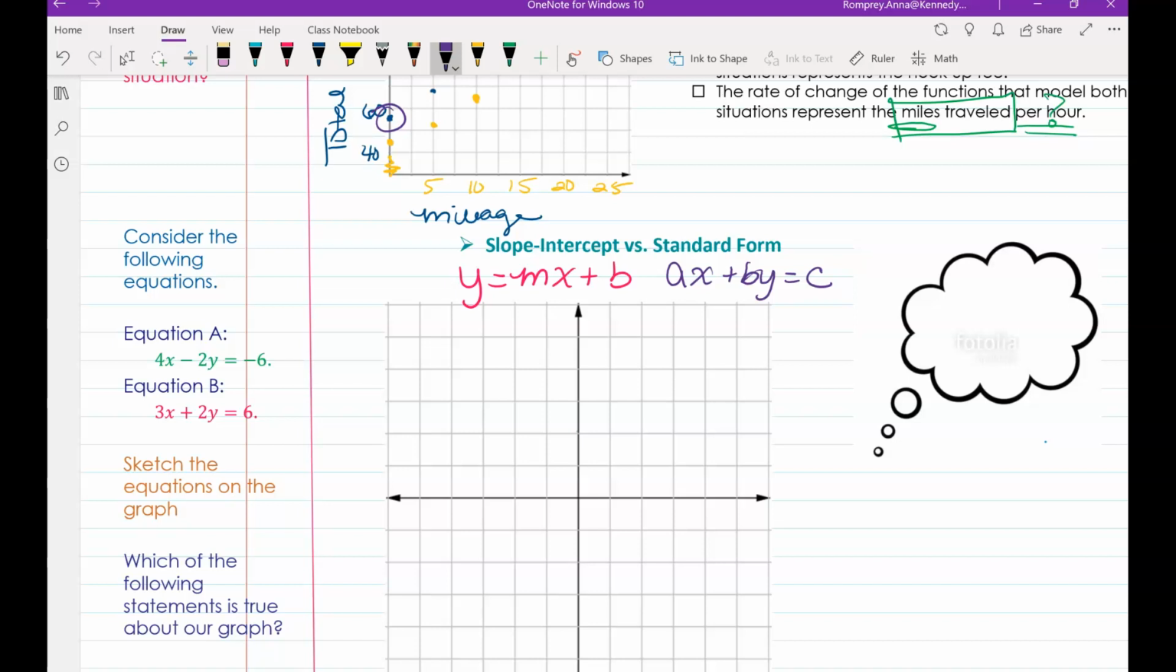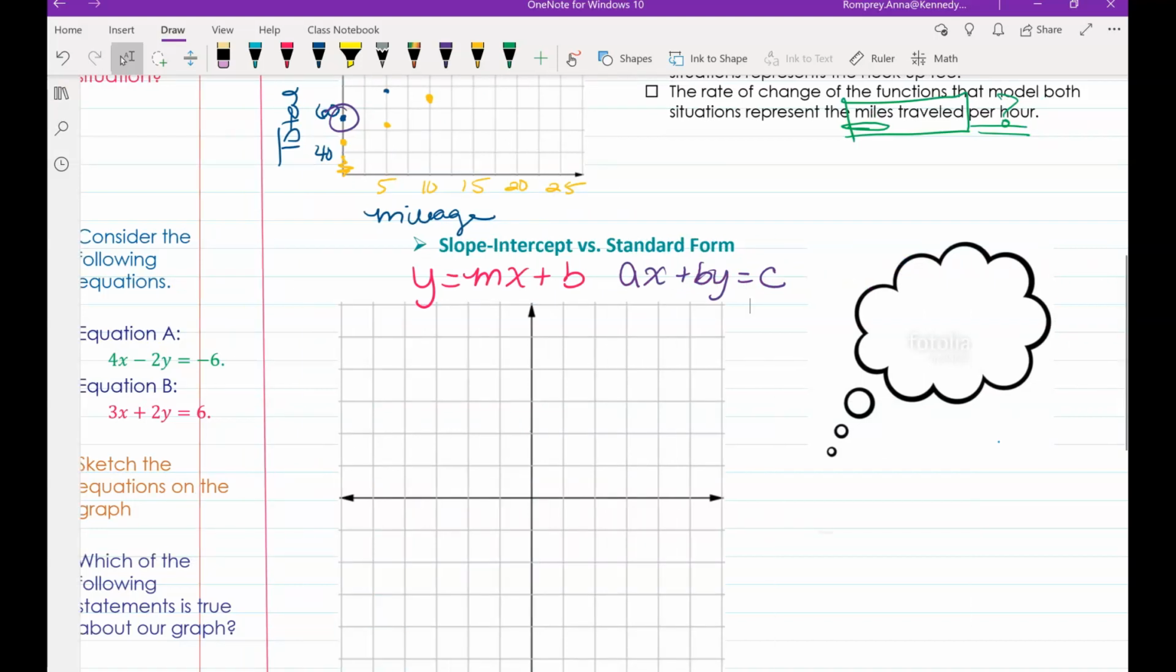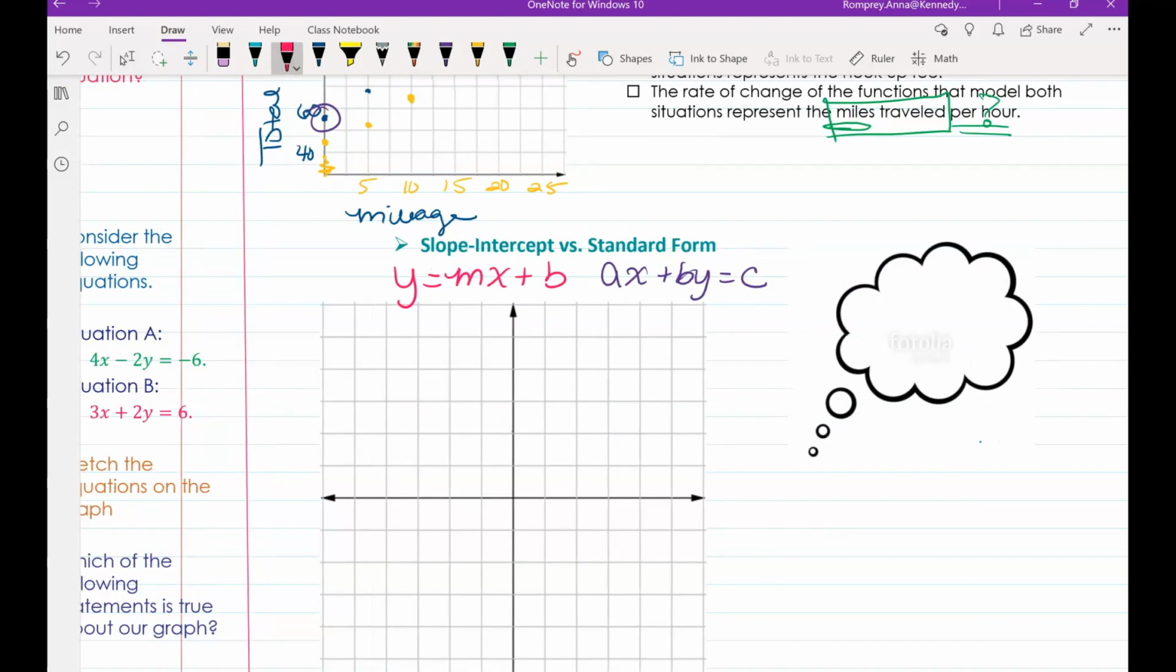So notice, y is isolated in slope-intercept form. Standard form, ax plus by equals c. You just have your variables on one side and your constant on the other. Standard form is very helpful for very little. Slope-intercept form, we will use a lot. Before we move on, I want to dive a little bit deeper into slope-intercept form, okay? Because it really has so many useful pieces.